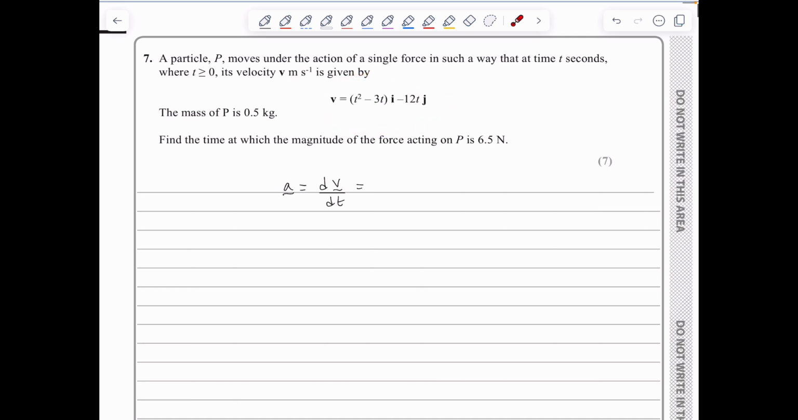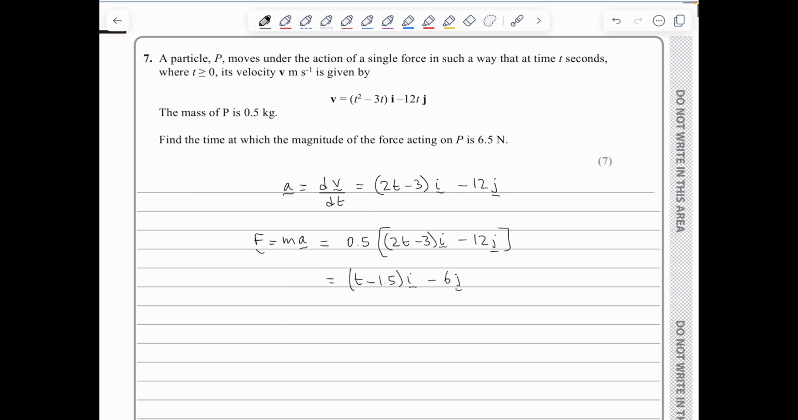So it's essentially two derivatives, the derivative of the i component, the derivative of the j component. The derivative of t squared minus 3t is simply 2t minus 3. So that's the component of the acceleration in the i direction, minus 12j. Now we know that the force is simply mass times acceleration. So in our case, it's going to be 0.5 times (2t minus 3)i minus 12j, and I can now proceed in simplifying this. This leads to (t minus 1.5)i minus 6j.